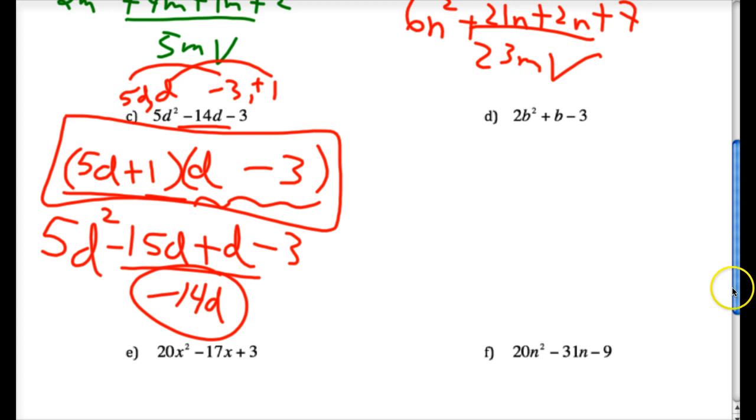You're going to get good at this fast. Next one, again, is an easy one. Try to do that. 2b and b is the only way to break up 2b squared. 3 is only 3 and 1. We're going to have one negative, one positive. It's got to add up to a positive 1. Mix and match those things.